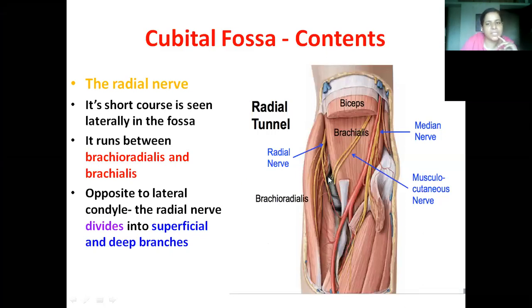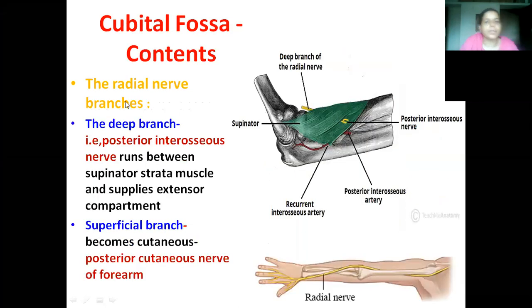So now you can see this is the deep branch, which goes deep to the supinator muscle, and the superficial branch runs just below brachioradialis. Okay, then so deep branch and superficial branch, both the branches. I told you this is the supinator muscle. The deep branch is actually running between the two heads of the supinator. Okay. Then the superficial branch runs just below brachioradialis and then it becomes cutaneous.